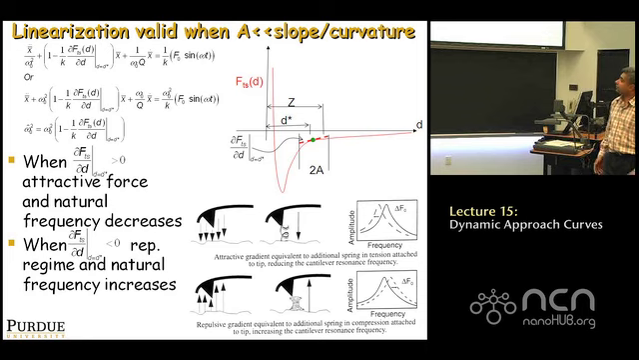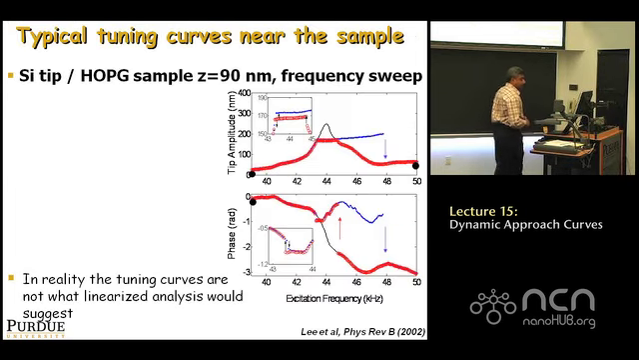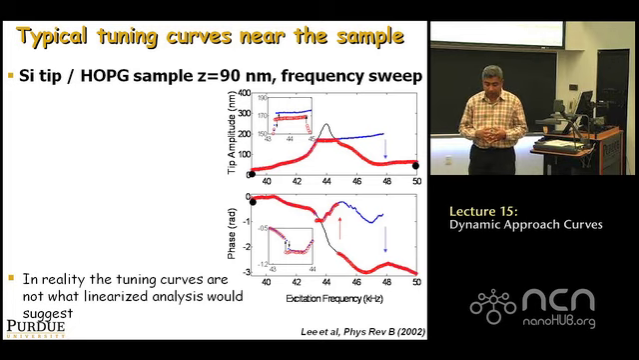So this simple linearized analysis gives a very nice idea, but what you predict from it is not what you see in experiments. Here's an example of how it actually behaves. Remember, the linearized analysis just simply says that as you approach a sample and you do tuning curves, the response remains like this, but it just shifts left and right. In reality, this is what happens.